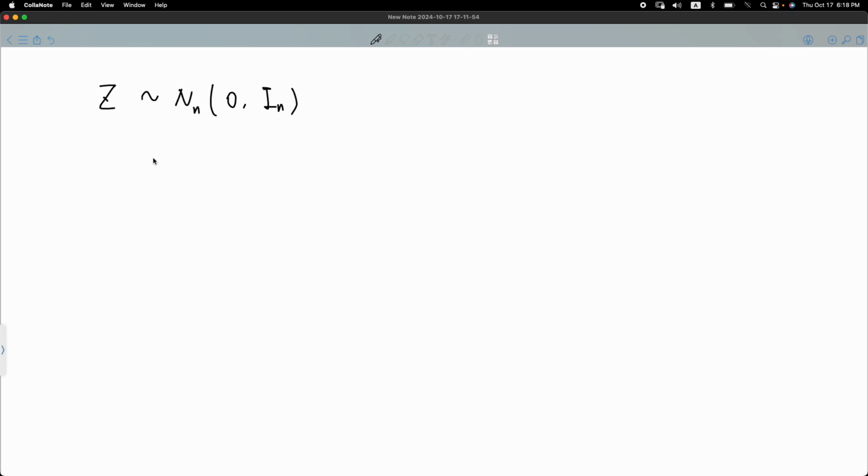Okay, so this z here, again, it's z1, z2, all the way to zn, also an n by 1 column vector. This mu, which is a 0, is a 0 column vector. So you have 0, 0, and then all the way to 0, and there are n of them. So this is a 0 vector.